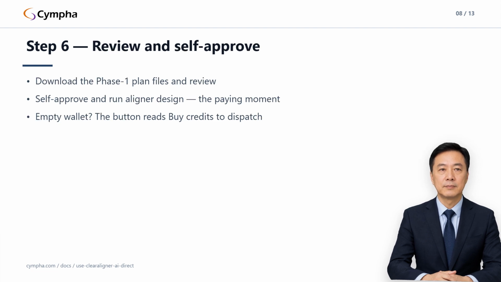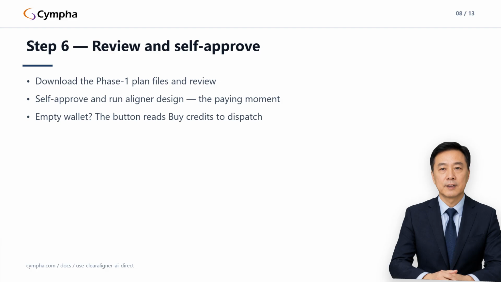The Phase 1 output is listed under Files. Download and review it, typically in Ortho Plus, though for a treatment-only sanity check you can preview the staging in your browser. Take your time. Nothing advances until you say so. If you like the plan, click Self-Approve and run Aligner Design on the case detail page. This is the moment you pay.